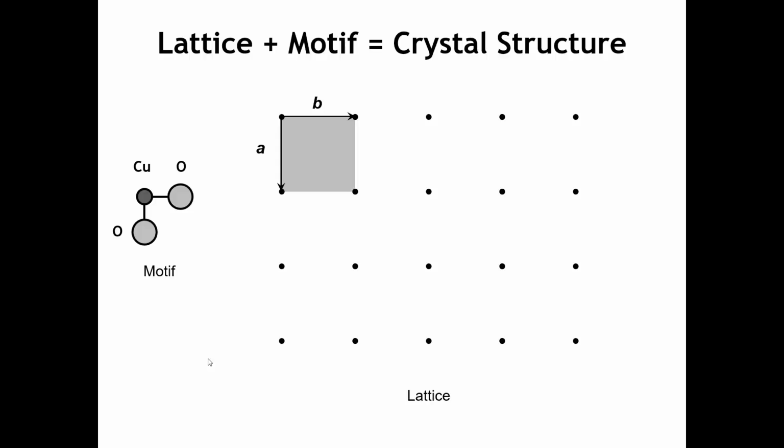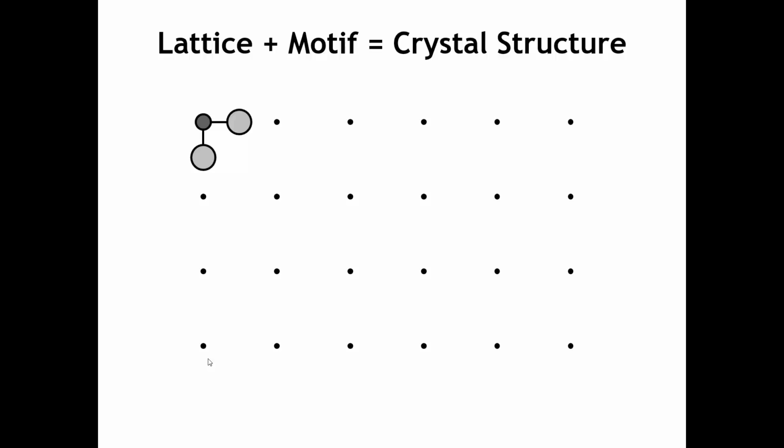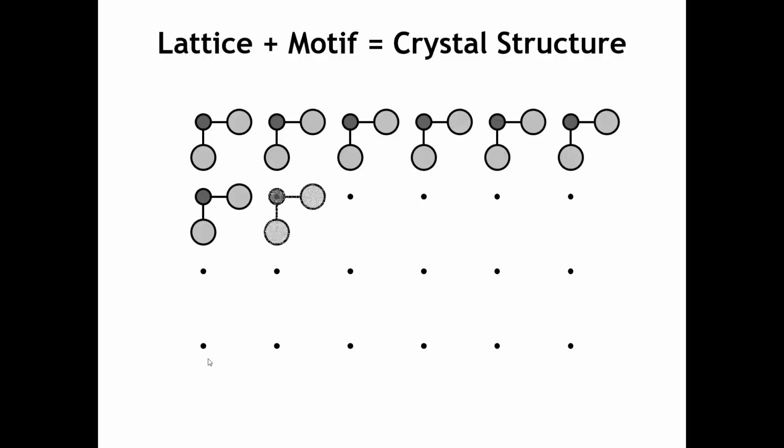Here I'm going to take a group of atoms, which I call a motif, and I'm going to put that motif on each lattice point. And from that, I'm going to build up my crystal structure. Here my motif is a CuO2 unit, copper O2, and I'm going to choose to put the copper atom directly on the lattice point with the oxygens pointing down and to the right. Now, for it to be a crystal, it means every lattice point has to be identical. So I have to put that same motif associated with every single lattice point.